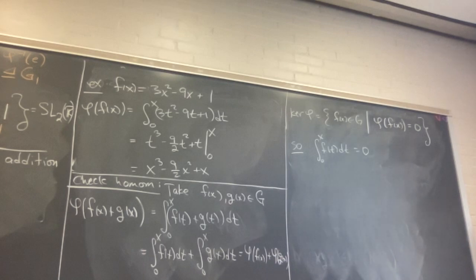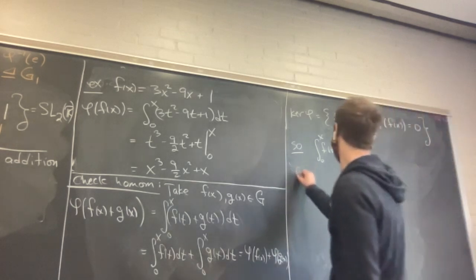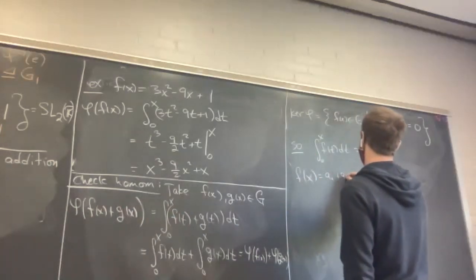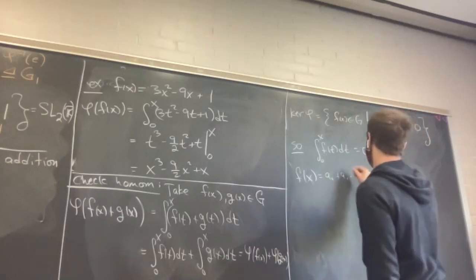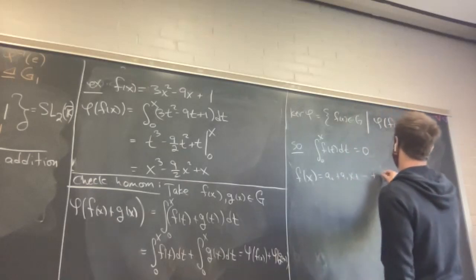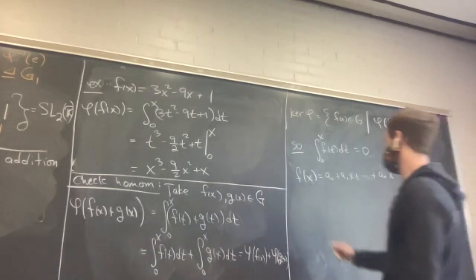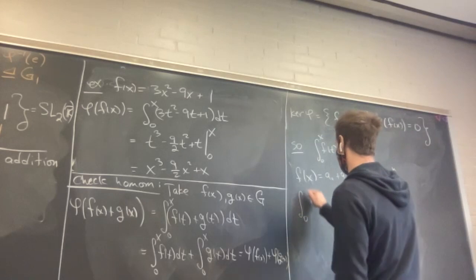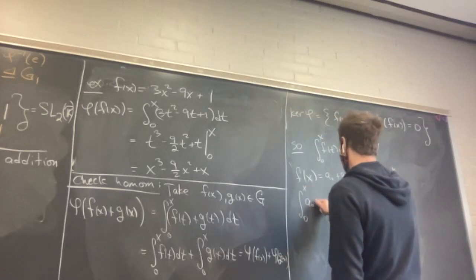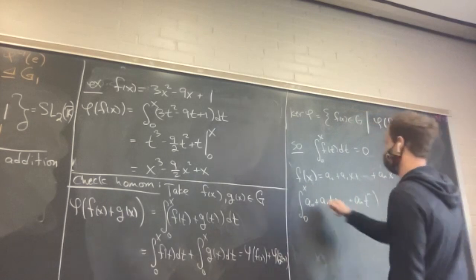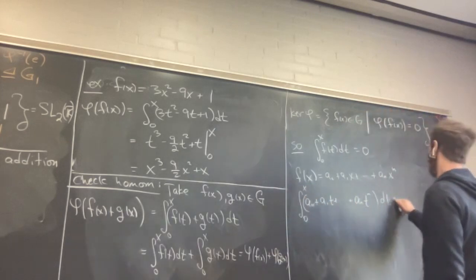I think they're just constant polynomials, right? I mean, think about it. Let's say f of x equals a0 plus a1x plus up to an x to the n, right? And what we want is the integral from 0 to x of a0 plus a1t plus up to an t to the n dt to equal 0, right?